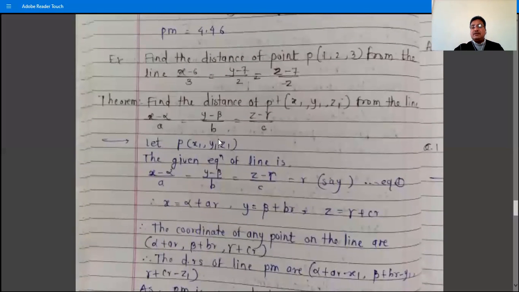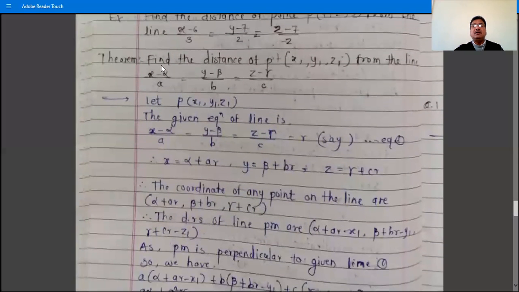The next problem is to find the distance of this point from this line. Again the same type of problem, so this is for homework or assignment. Find the distance of the point from this line.